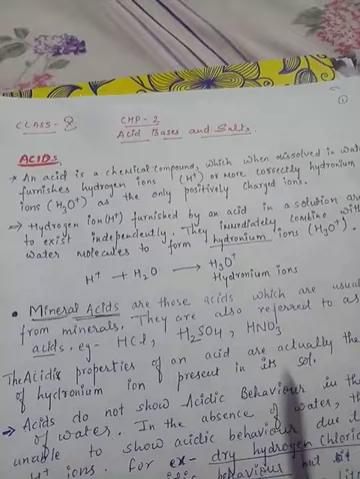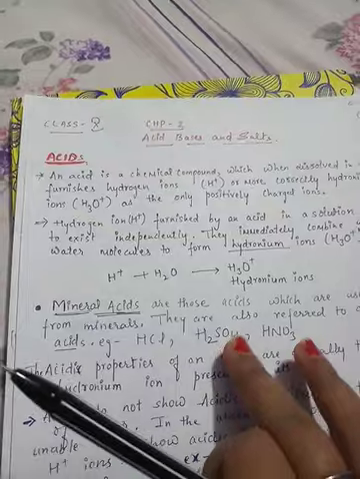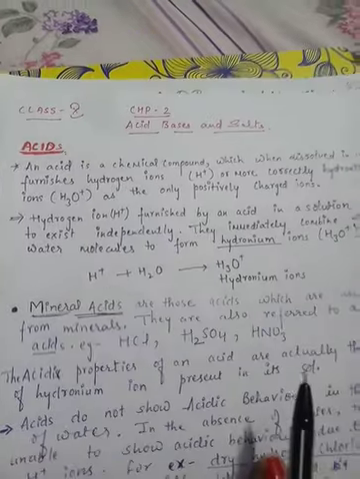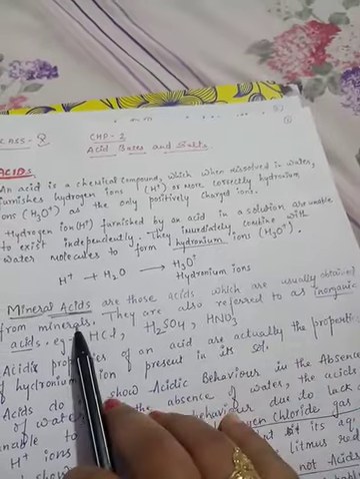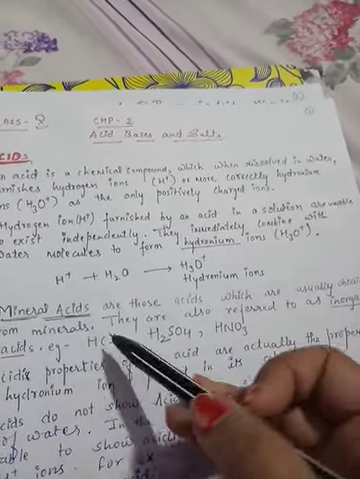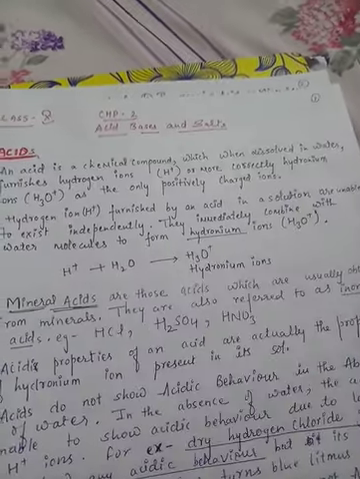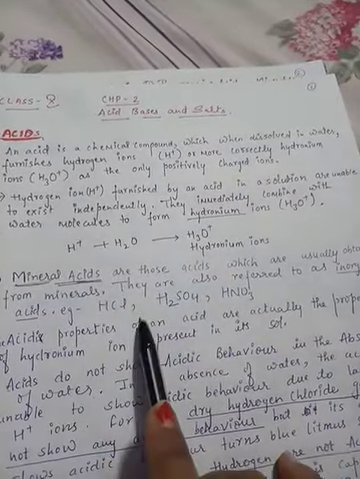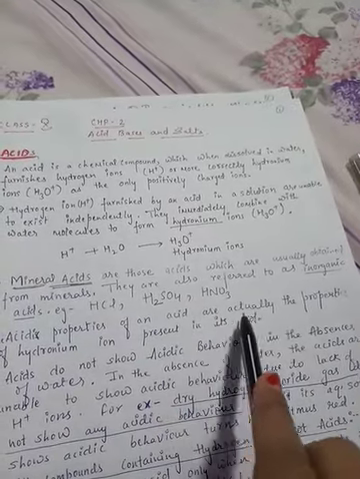Now the next is about a word that you have heard. You are going to study the mineral acid further in coming topics, but here also, what are mineral acids? Mineral acids are those which are usually obtained from minerals. They are also referred to as inorganic acids, and examples are HCl, H2SO4, HNO3, in this way. Now the acidic property of an acid is actually the property of the hydronium ion present in its solution.